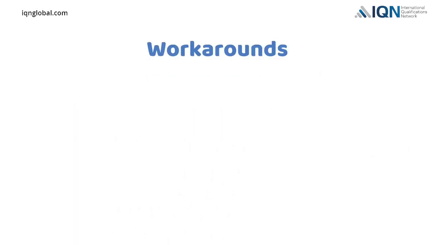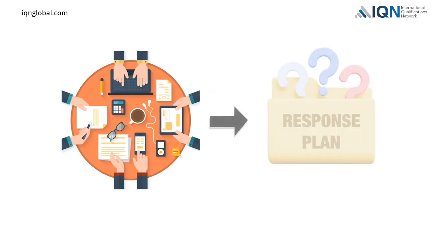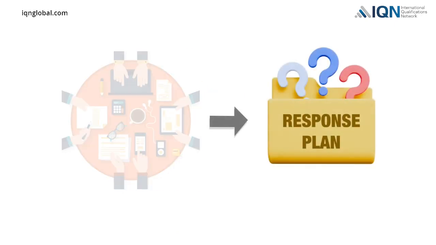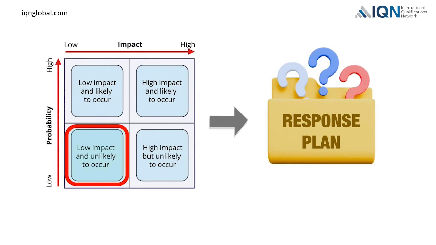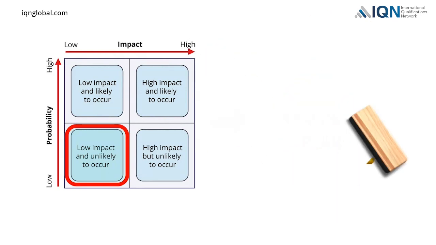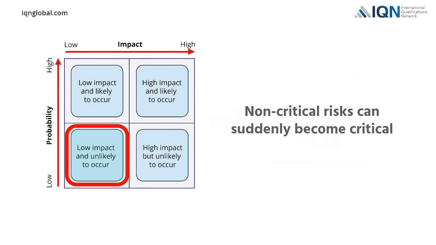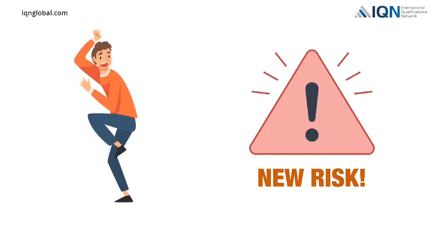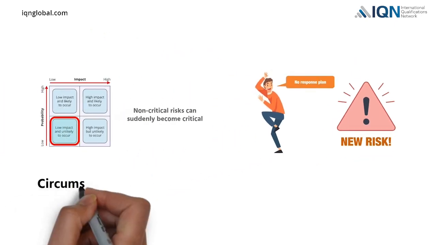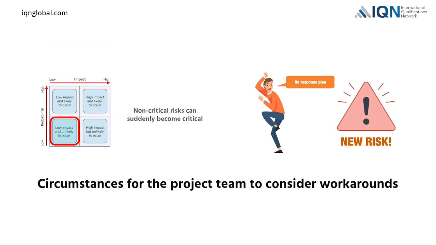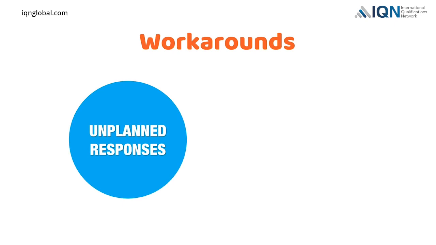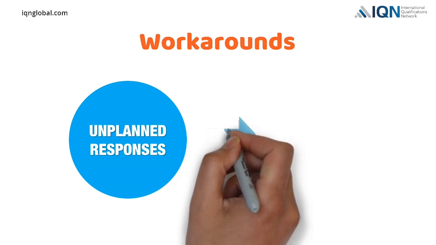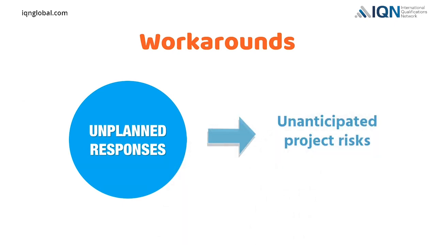Workarounds. Project team may not have the response plans ready in advance for low impact and low probability risks. But sometimes these non-critical risks can suddenly become critical. Sometimes even a new risk can emerge for which there was no response plan. These are examples of circumstances which will force the project team to consider workarounds. Workarounds are unplanned responses developed to deal with the occurrence of unanticipated project risks.